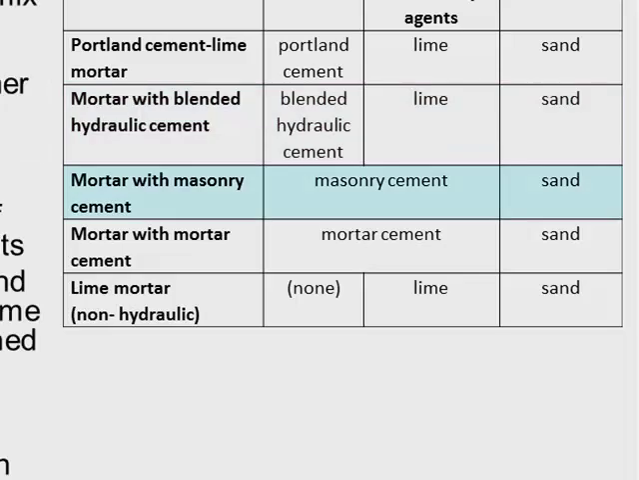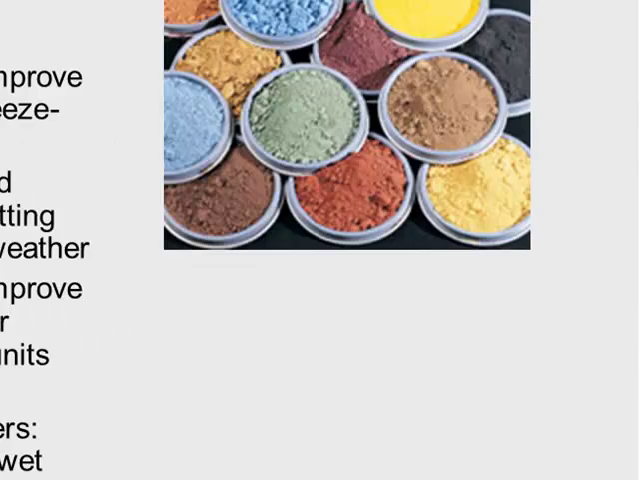So let me find something that's interesting. One thing that's more interesting for architects is that you can always add colors to make things appear nicer for whatever your design is. You can also use things called admixtures. If you live in a cold climate, you might need an admixture that increases the temperature of the mortar so it doesn't freeze before it sets, stuff like that.